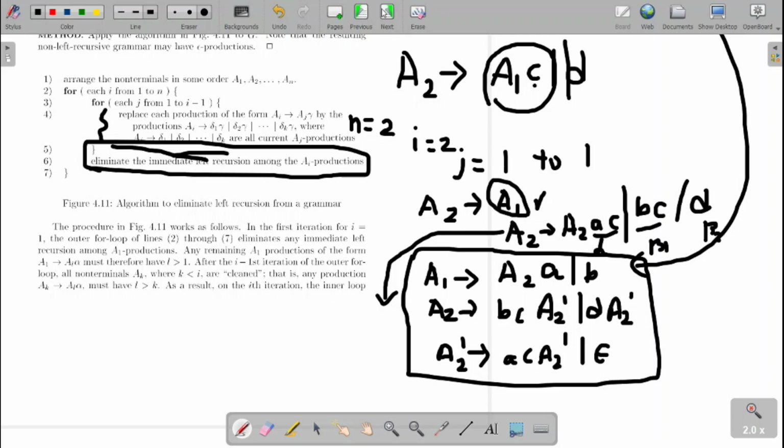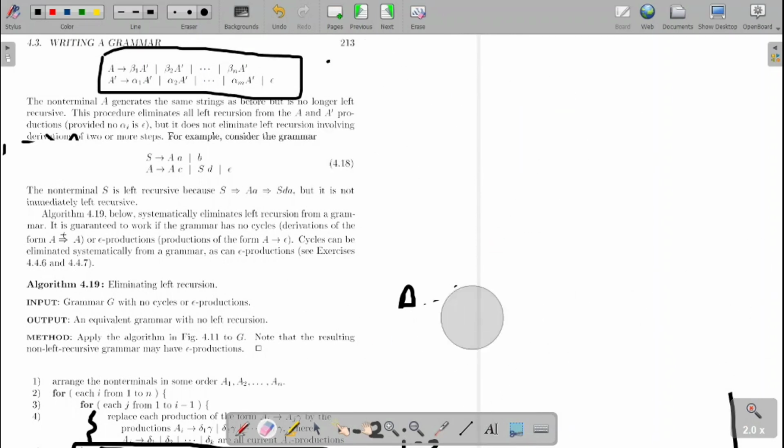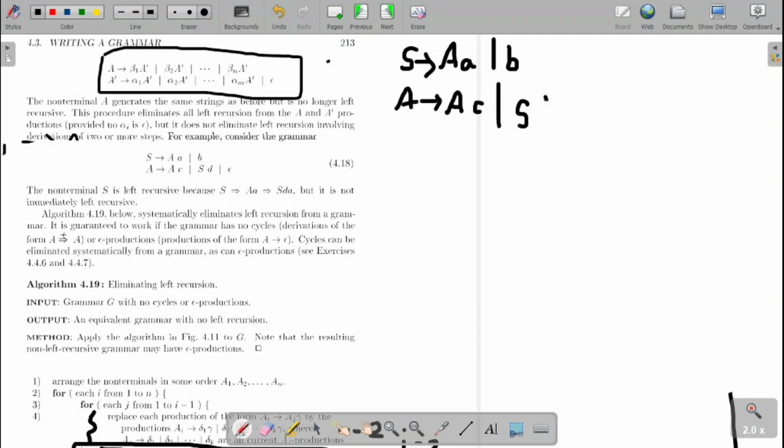Fine. So now let us take the next example. What was our example? S derives AB. So S derives capital A, small b. Then A derives capital A, small c, or SD, or epsilon.